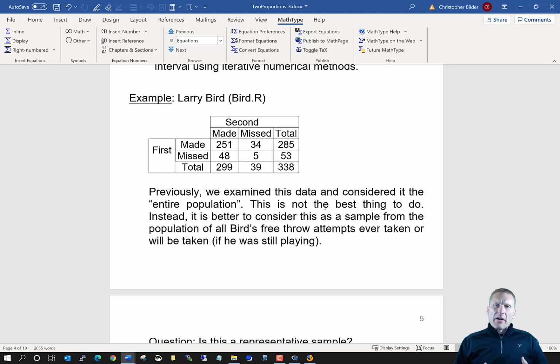Rather, what would be better is what we're going to do here. So why did we do that before? It was to help teach basic probability concepts. So in this particular case, what we're going to do is consider that we have, let's say, two different populations.